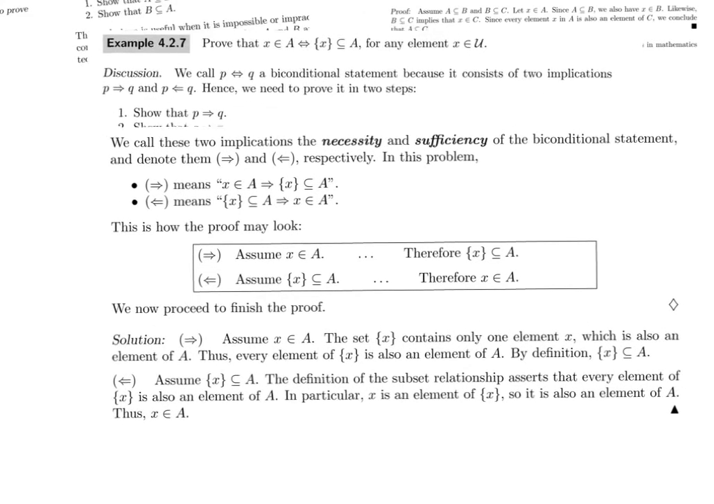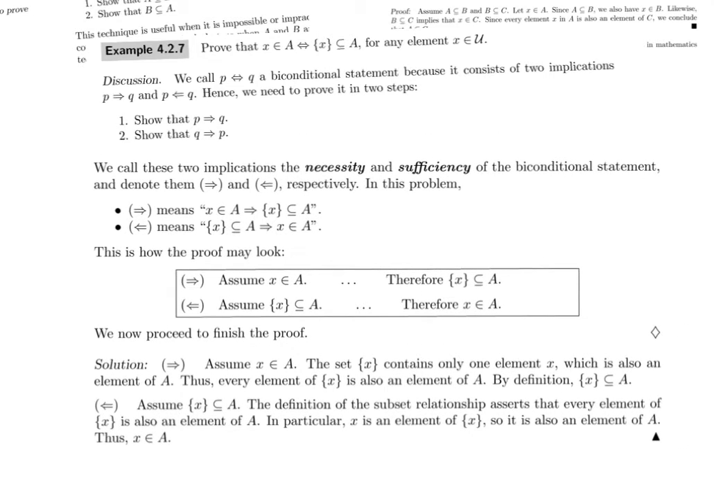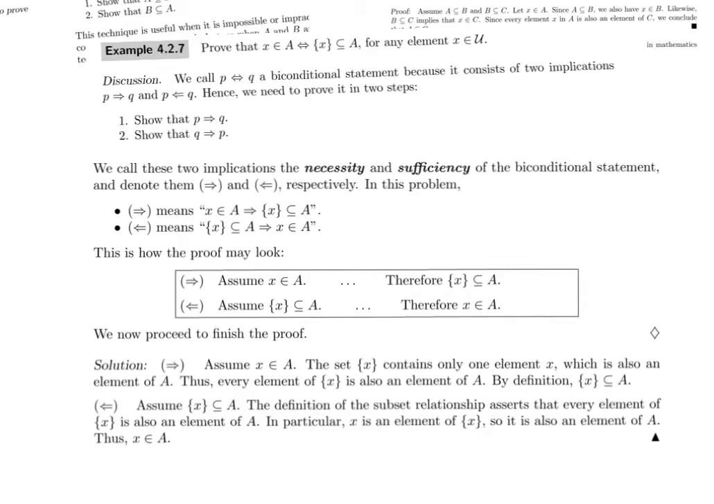Just some terminology that you'll probably see a lot. The two implications, one of them is called the necessity and the other one's called the sufficiency. Usually we just identify them by the direction the arrow is pointing. So we have if X is in A, then the set containing X is a subset of A, and if the set containing X is a subset of A, then X is an element of A. This is the basic structure of what the proof is going to look like.